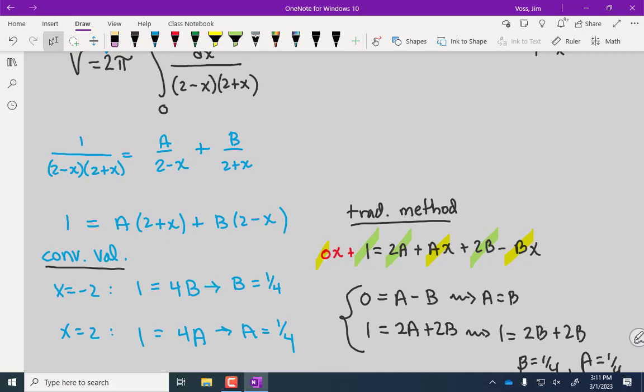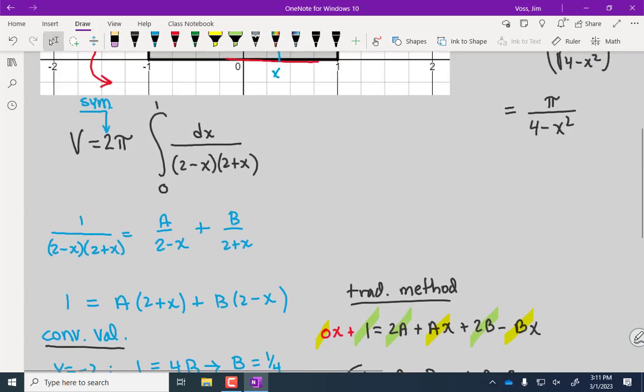Okay, so that tells us then that we can rewrite, I think we can squeeze it in up here. So we're going to rewrite our integral as 1/4 and 1/4. So let's factor that 1/4 all the way out to the front. So we have 2 pi divided by 4. That'll be our coefficient, 0 to 1. And we are going to have 1 over 2 minus x and 1 over 2 plus x.